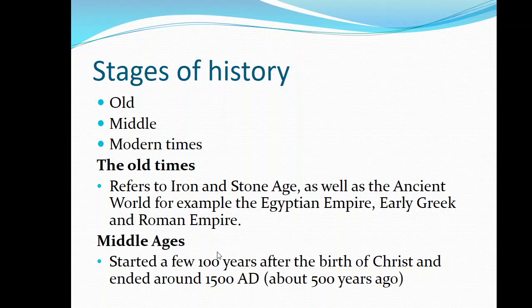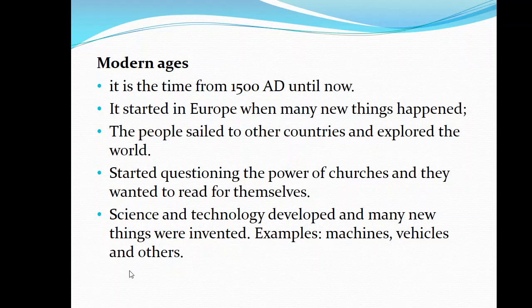Middle Ages. It started a few hundred years after the birth of Christ and ended around 1500 AD, about 500 years ago. So now we are in 2020. It cannot be 500 years ago anymore. It's probably 510, 520. It's approximately around that time. Modern ages. It is the time from 1500 AD until now. AD, remember, means after the year of our Lord. You count from year 1 when Jesus Christ was born until now.